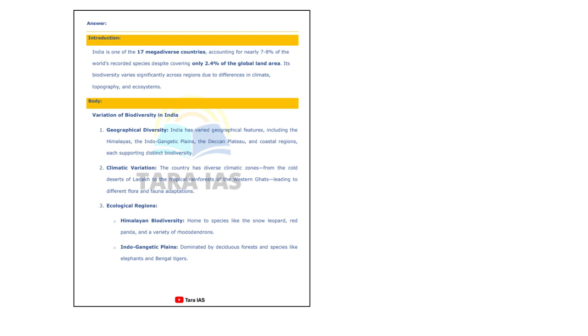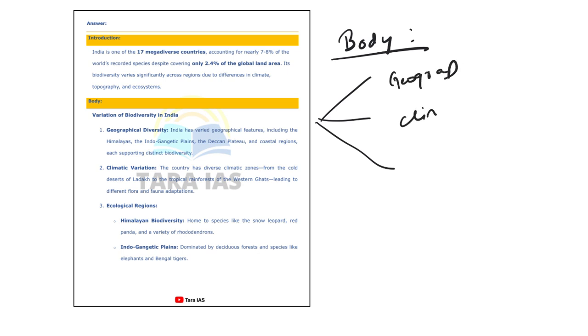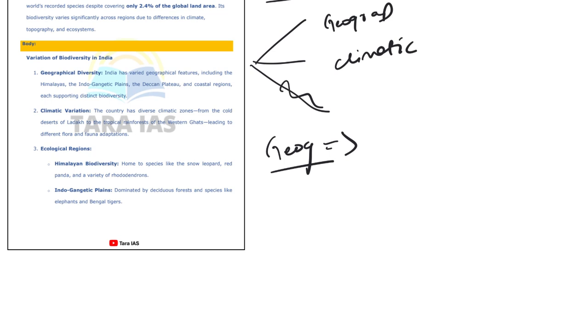Next we'll move on to the body. In the body, first is biodiversity variation in India. Biodiversity depends on geographical factors and climatic factors. First we'll take geographical factors. In this, first let us take the Himalayas, under the geographical divisions of India. In the Himalayas, we have an abundance of flora and fauna.